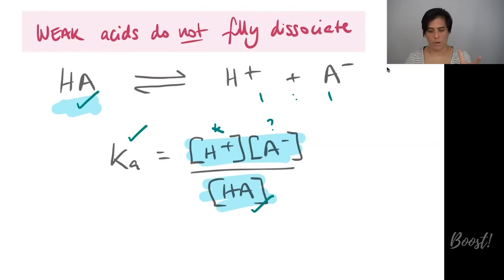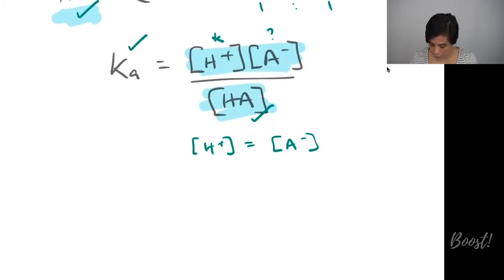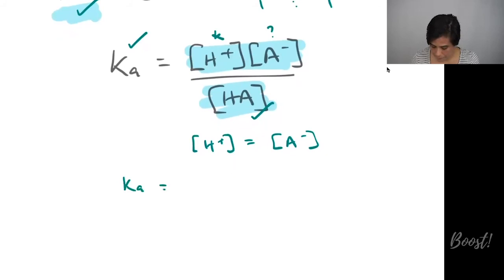And for every one molecule, or for every one H plus ion, we'll have one A minus ion. So what that means is that we can equate the concentration of H plus ions to the concentration of A minus ions. And so we can rewrite this equation as Ka equals H plus squared, because we can assume that the two concentrations on the top are the same.